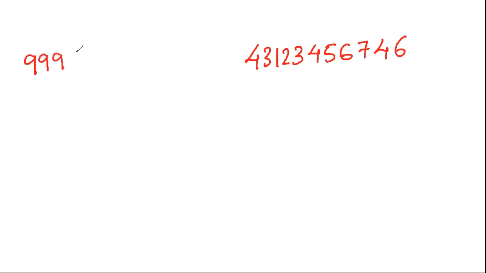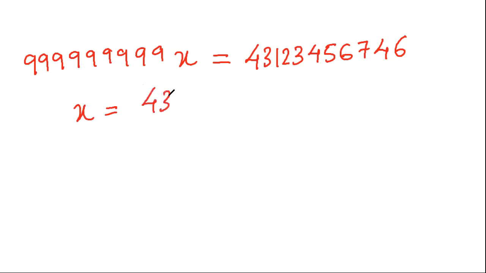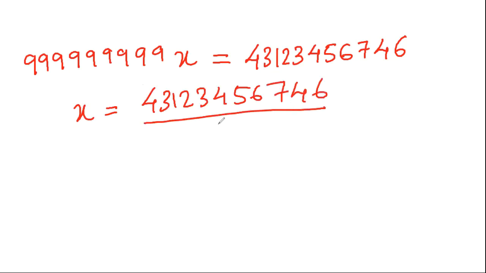So this is the value of 999999999 times x. The value of this quantity is this one. So now I will get x as x is equal to 43123456746 all divided by 999999999.